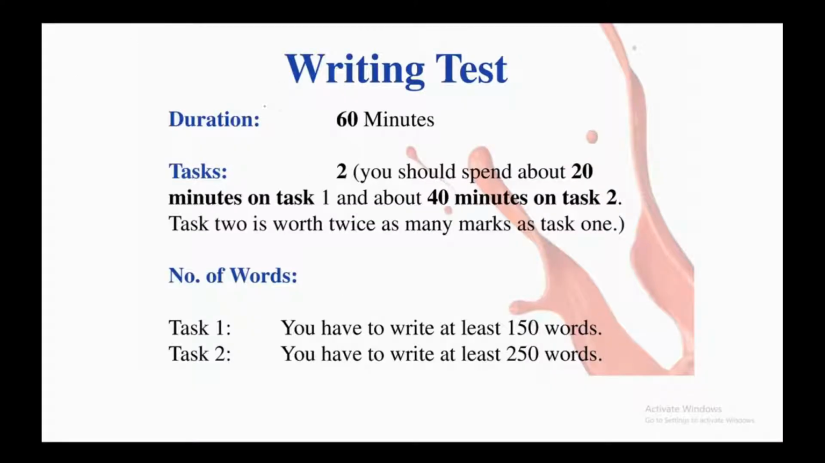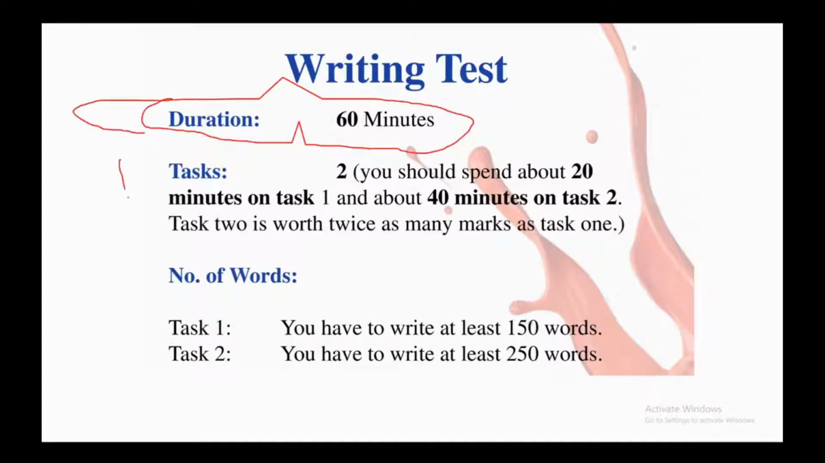What is the writing test? Its duration is 60 minutes. 2 tasks will be given to you. You should spend about 20 minutes on task 1 and 40 minutes on task 2. In task 1 you have to write 150 words minimum. You can write more, but minimum. If you write less than 150 words you will lose bands.